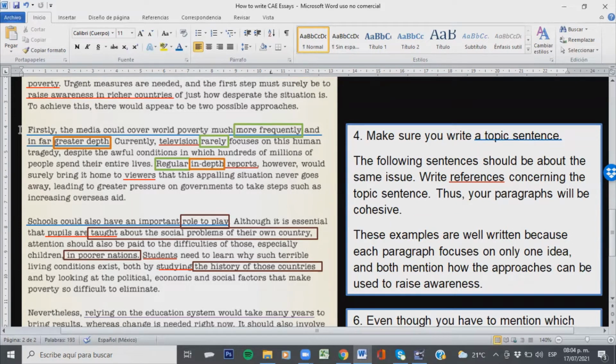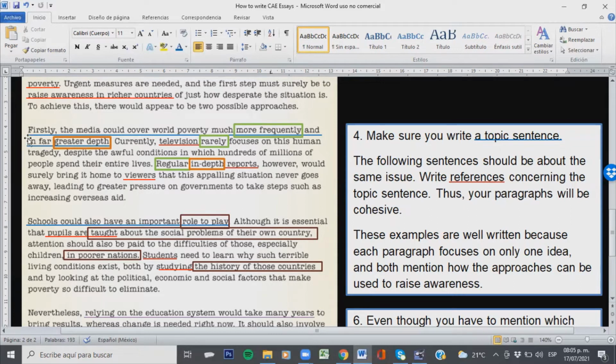Firstly, the media could cover world poverty much more frequently and in far greater depth. Currently, television rarely focuses on this human tragedy, despite the awful conditions in which hundreds of millions of people spend their entire lives. Regular, in-depth reports, however, would surely bring it home to viewers that this appalling situation never goes away, leading to greater pressure on governments to take steps such as increasing overseas aid.